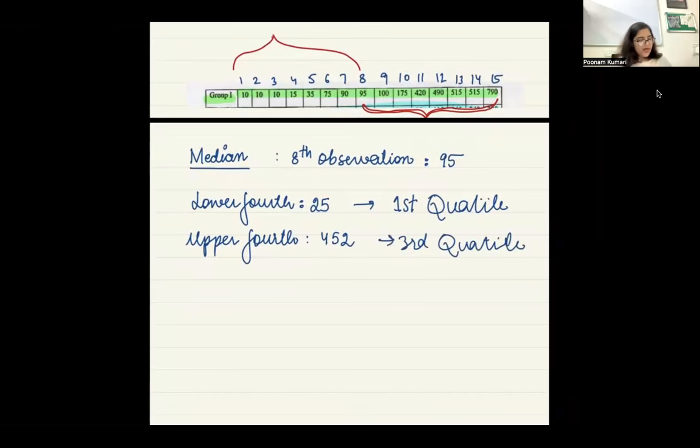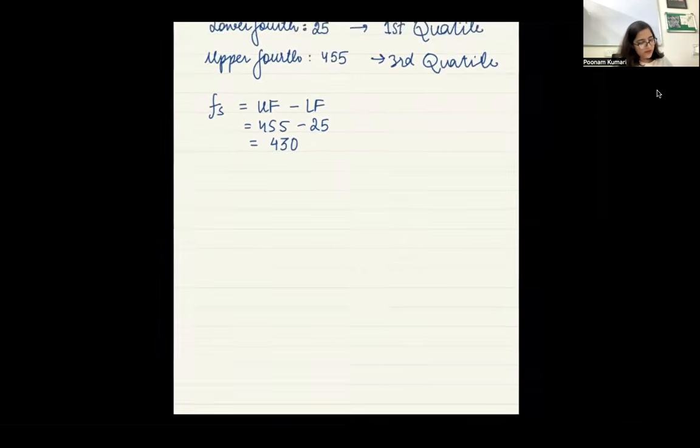Okay, and the median you have already calculated. Now after this, what are you supposed to find? It's 455, right? 910 divided by 2, yes, 455. So now what do you find? Fourth spread, which is upper fourth minus lower fourth, which is 455 minus 25. What is that going to be? 430. Yes. Right? Okay. So now I have different observations.